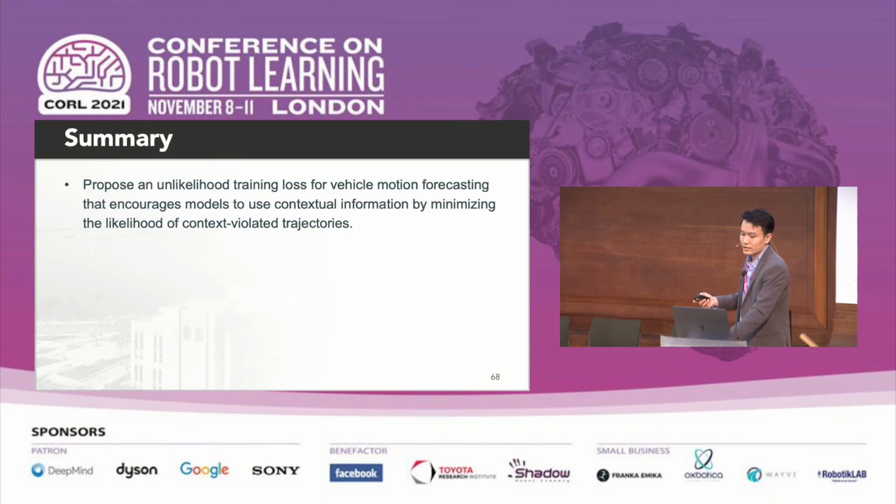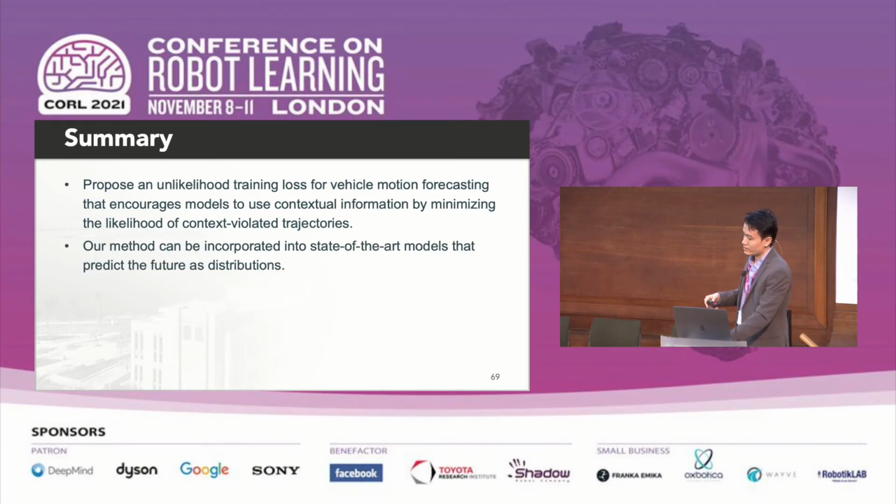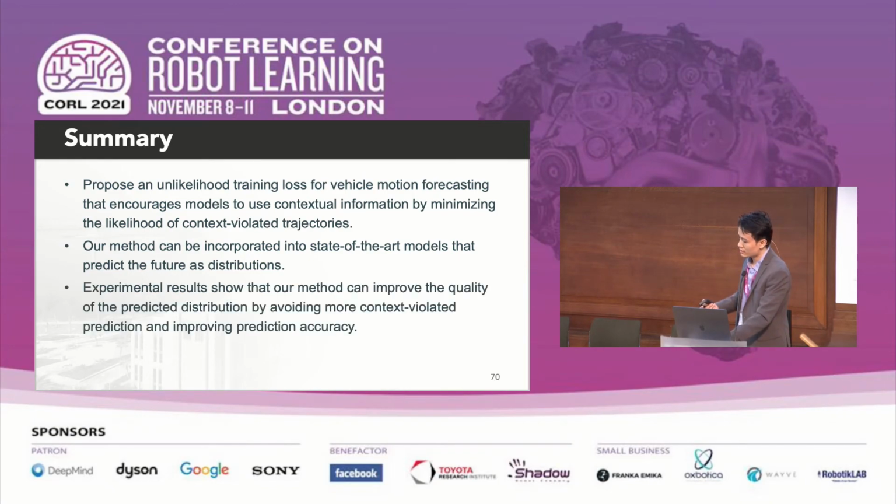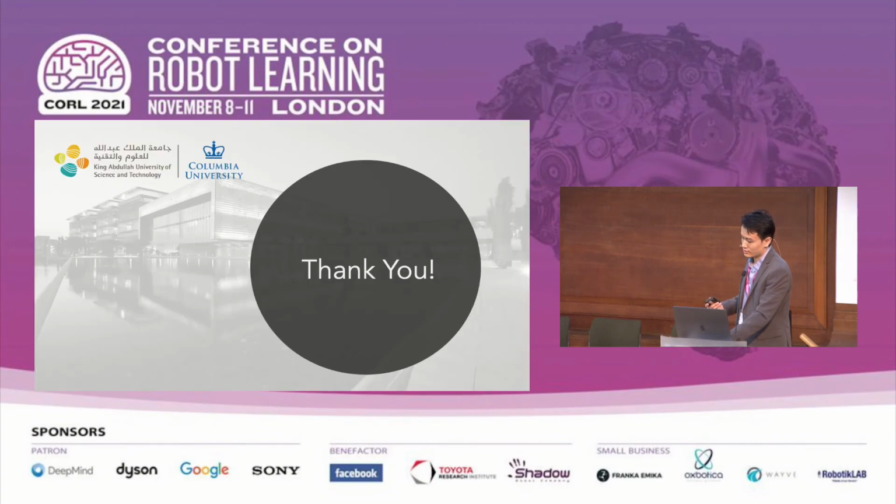So, to summarize, in this paper we propose unlikelihood training loss for vehicle motion forecasting that encourages the model to use contextual information by minimizing the likelihood of context-violated trajectories. And we can combine it with state-of-the-art methods that predict future distributions. Experiment results show that our method can improve the quality of the predicted distribution by avoiding context-violated predictions and improving prediction accuracy. So here's the reference. Thank you.